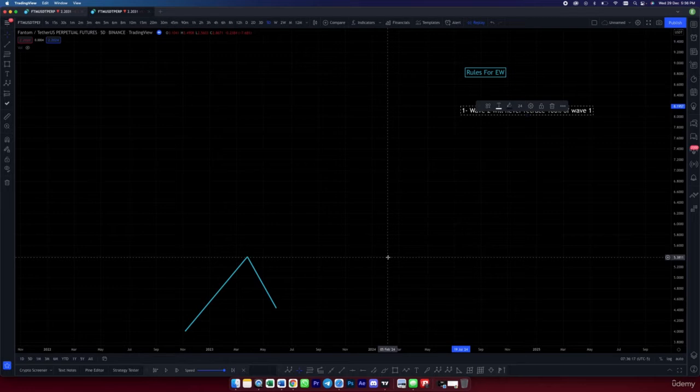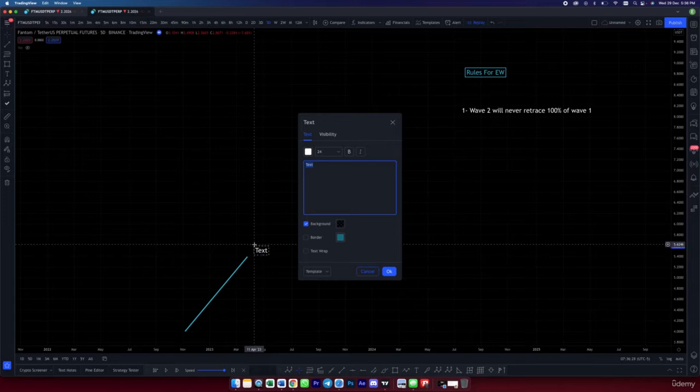So wave 2 will never retrace wave 1 by 100%. What does this mean? Let's say this is wave 1, and we see that the correction is happening. Now this is wave 2. Rule number 1 is that wave 2 never retraces wave 1 by 100%. It can be 99.99%, but never 100%. So keep this rule in mind. Let's notate it here. This is wave 2.